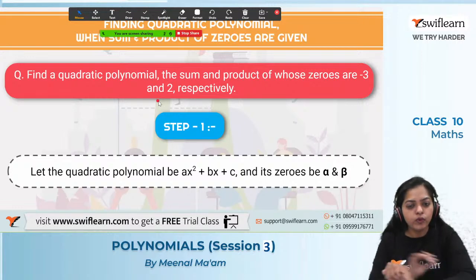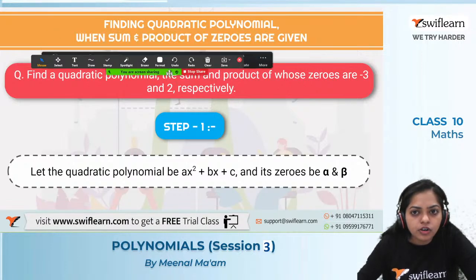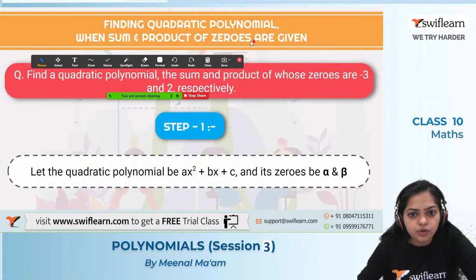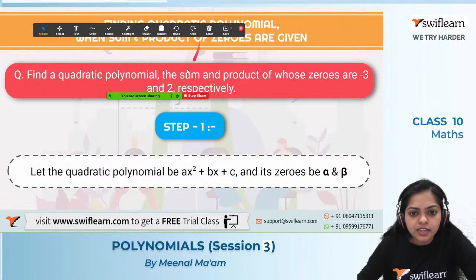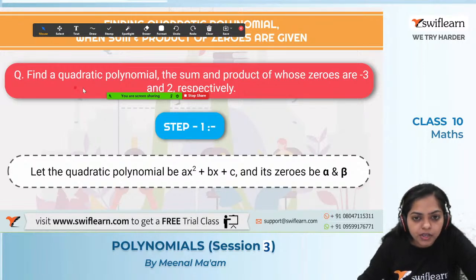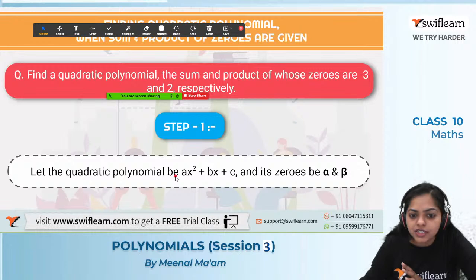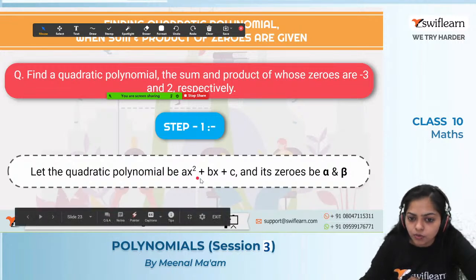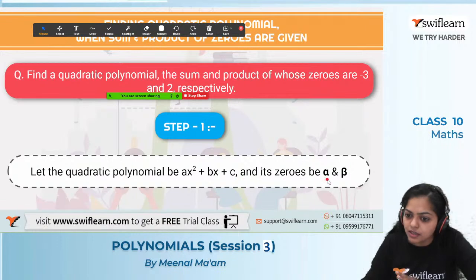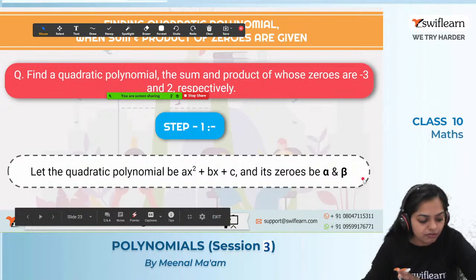And here, one more variety of question. What the question says: finding the quadratic polynomial when the sum and product of zeros are given. Here the sum and the product of zeros are given. Find the quadratic polynomial where the sum and the product of the zeros are minus 3 and 2 respectively. Let the quadratic polynomial be ax square plus bx plus c and its zeros be alpha and beta. Got it? We have assumed the quadratic polynomial and the zeros, alpha and beta.